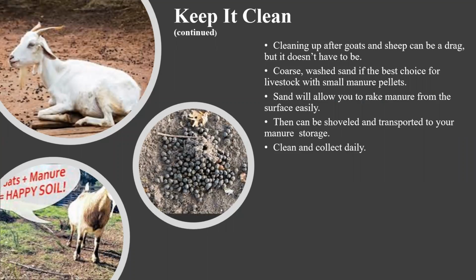So coarse wash sand is the best choice for livestock with small manure pellets. Coarse wash sand will drain better than fine sand. Then the manure pellets can be raked up into a pile and then shoveled up and transported to your manure storage. Again, we say it all the time, your sacrifice area, or your heavy use area, will last longer if you clean it daily. Manure is the enemy. It mixes with the sand and the gravel, and then it starts turning to mud. So we can't stress that enough.